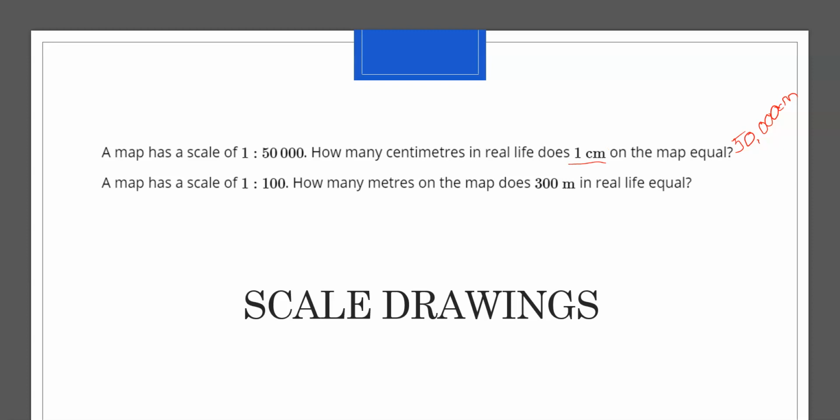Alrighty, a map has a scale of 1 to 100. How many meters on the map does 300 meters in real life equal? So we go 300 divided by 100 equals 3. Okay, so how many meters? 3 meters. All right, because here we're looking at 1 meter. If we're talking in meters, 1 meter to 100 meters. So if we multiplied the 100 by 3, we'd have to multiply the 1 by 3.